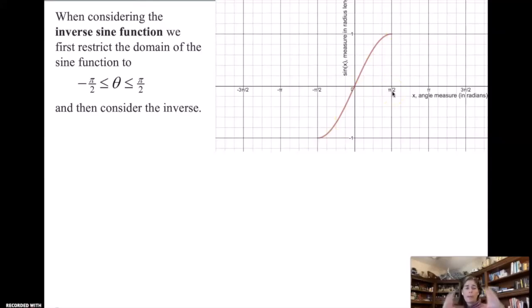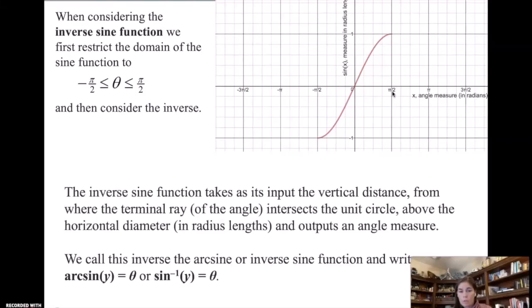The reason we do that, if you think about your circle: if I go here, I'm one radius length below the axis, all the way up to 0, and then all the way up to one radius length above the axis. As soon as I start to go back, that's where I have those multiple angles for that same height. So we're limiting essentially to just half the circle. And so now this inverse is a function.